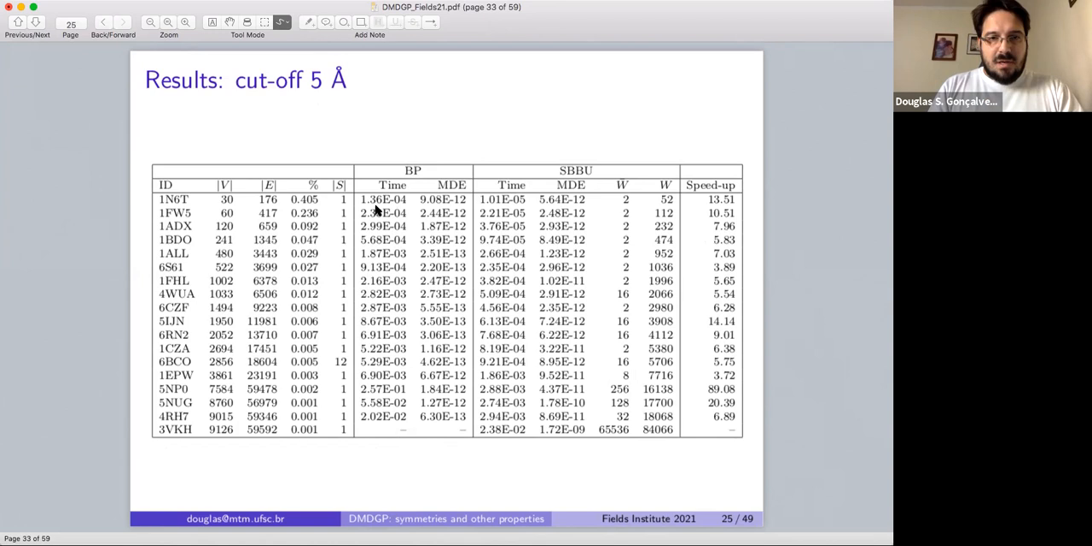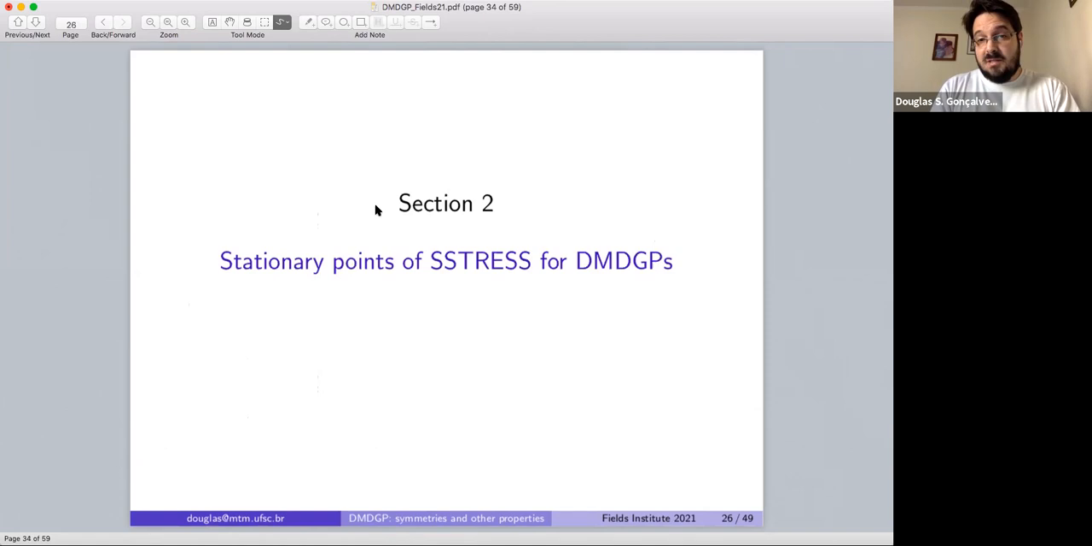In the second part of the talk, I would like to discuss the stationary points of stress for DMGPs, but I think I ran out of time. I will only mention one last example. So let me just tell about the problem. So the problem is the following.